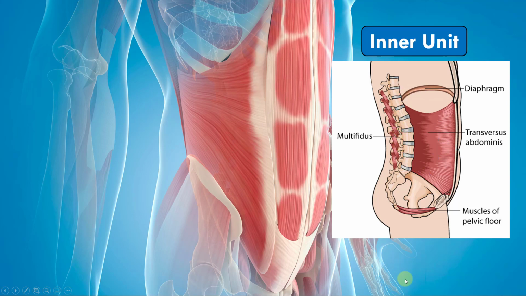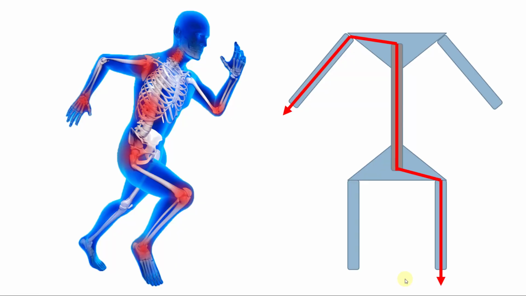So if there's an inner unit, there must be an outer unit. And if you recall from the musculoskeletal lecture, we talked about looking at the skeleton as really the shoulder girdle interacting with the pelvic girdle. And when we looked at the regional interdependence, movement in the left leg is coupled with movement in the right upper extremity.